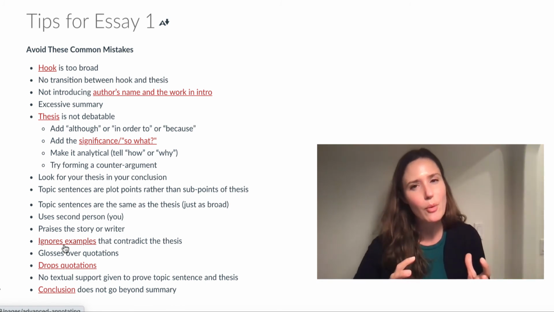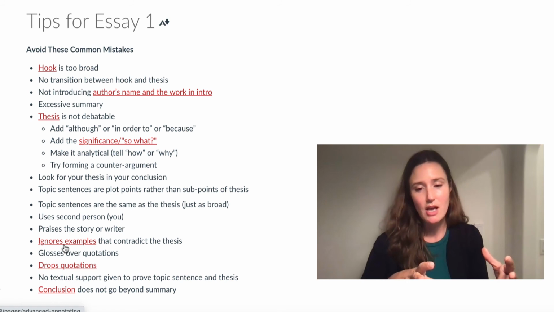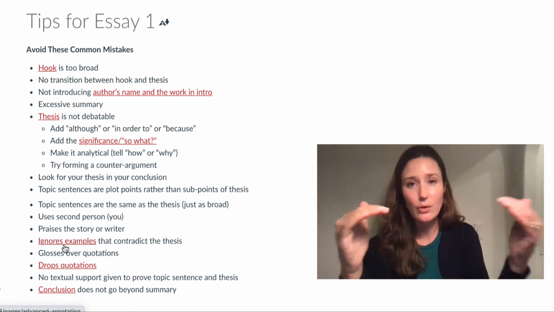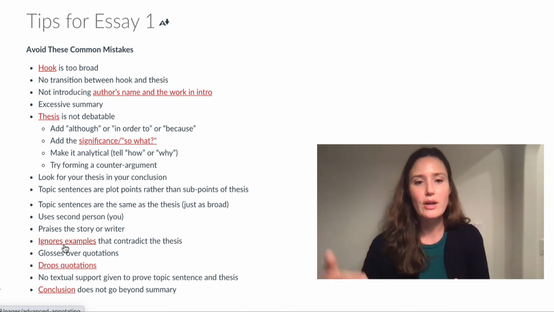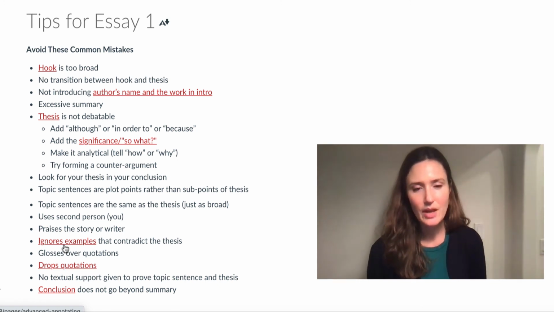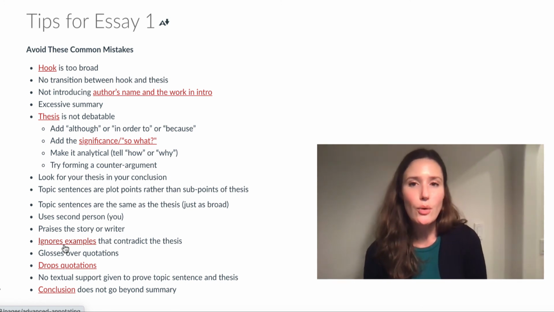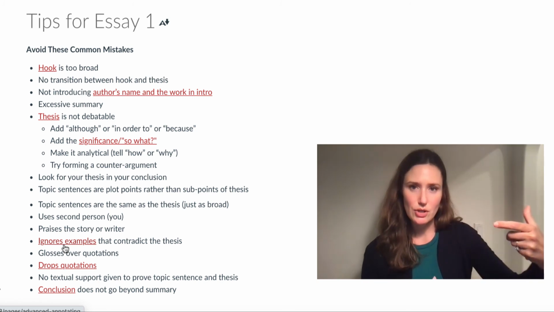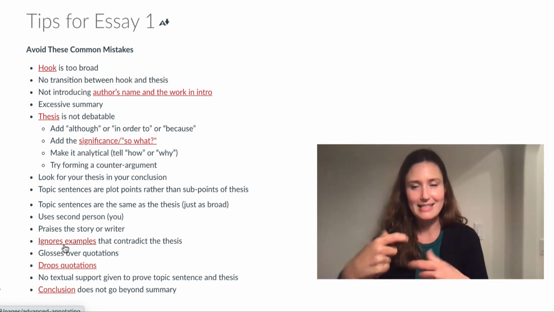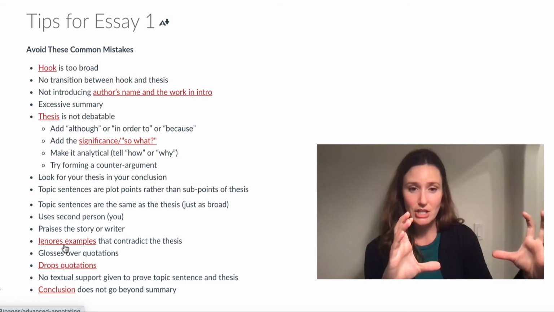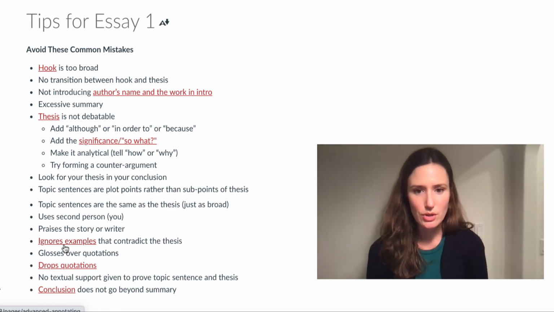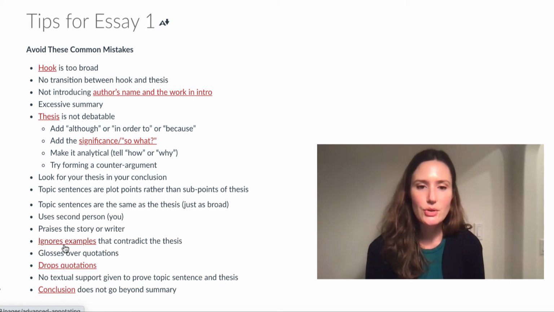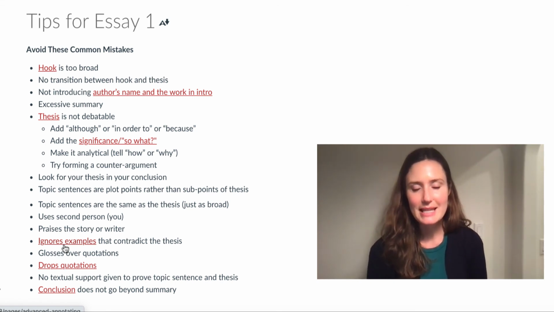You should always have more of your analysis than quotation. So if you're going to give me maybe a sentence of a quotation from the story, I should have at least 2 sentences or more of your analysis of that quote and how it ties back into the thesis. Avoid dropping quotations, a quote that hasn't been integrated, so introduced, inserted, analyzed, and of course there's a parenthetical citation there. A quote that has not been integrated is called a dropped quote, so please make sure you don't do that. No textual support given to prove the topic sentence in the thesis.